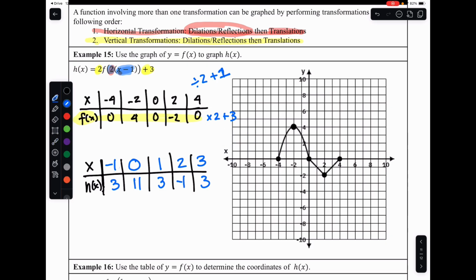So if I plot those points, that's going to create the transformation for h. So negative 1, 3, 0, 11. So that's going to be up there, all the way up there, one higher. 1, 3, 2, negative 1, and then 3, 3.